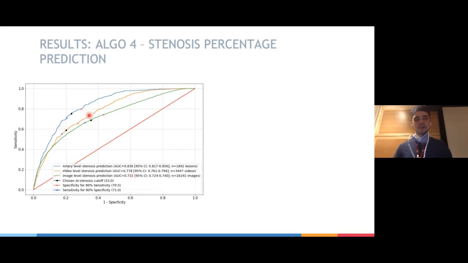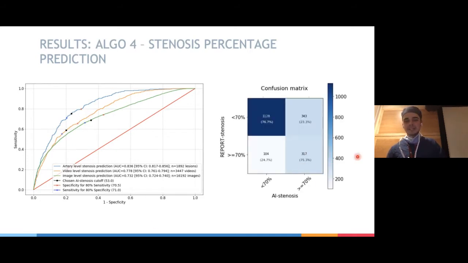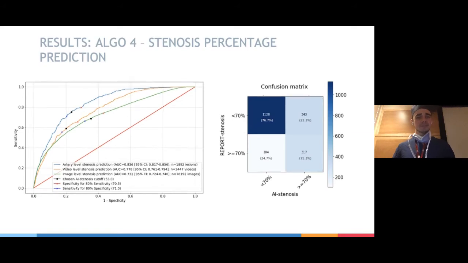Then you move to the yellow, so you average all the frames in a video, in a cine angiography, and you increase the area under the curve from 72 to 78. And then when you average the artery segment across multiple views, like we do as humans, we look at the stenosis in multiple views to determine the most severe, the area under the curve increases to 84. And overall, we had about 76% sensitivity and 75% specificity. So it's an average performance, but keep in mind our gold standard here was visual assessment of stenosis, which also suffers from biases.